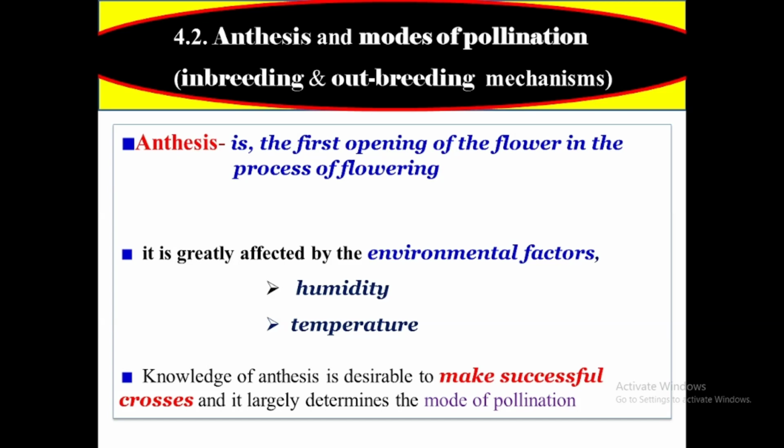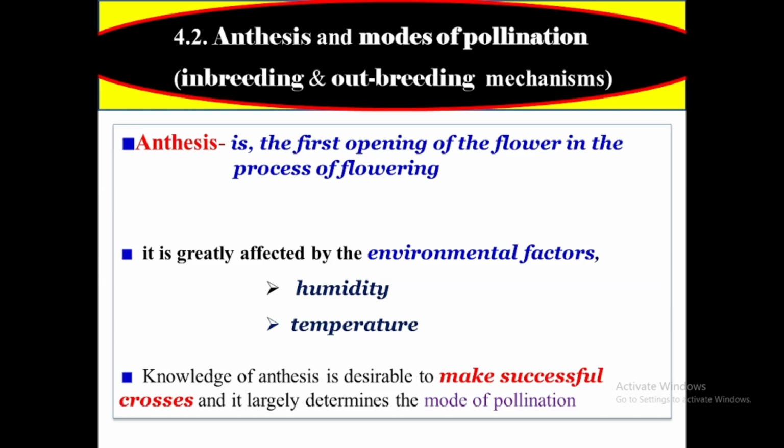The other important point to discuss in this topic is anthesis and modes of pollination, or inbreeding and outbreeding mechanisms. What is anthesis and why is it important? Anthesis is the first opening of the flower in the process of flowering. It is greatly affected by environmental factors like humidity and temperature. Knowledge of anthesis is desirable to make successful crosses, and it largely determines the mode of pollination. Pollination is the process by which pollen grains are transferred from anthers to stigma.